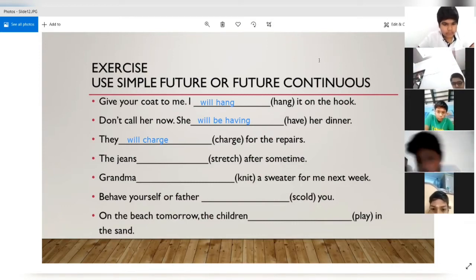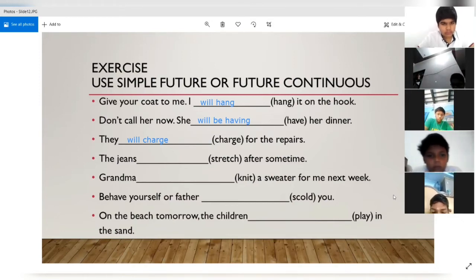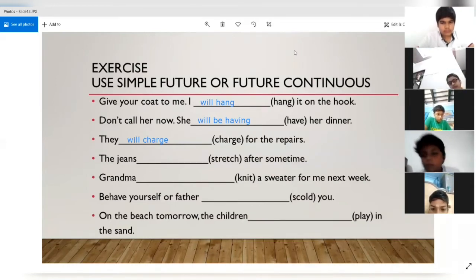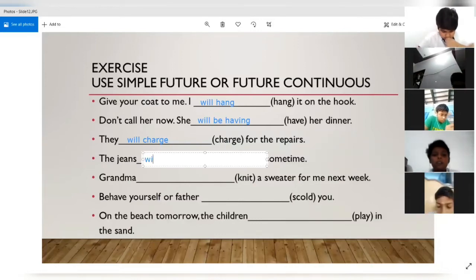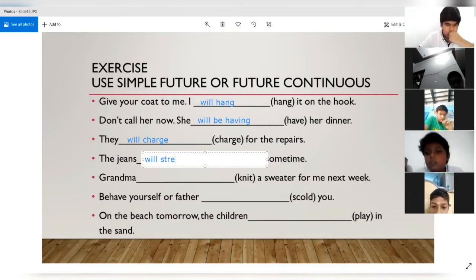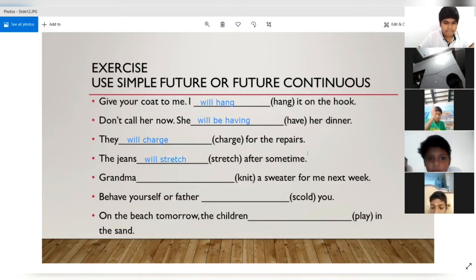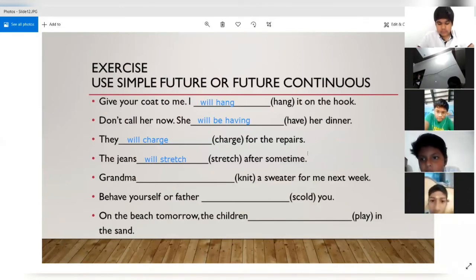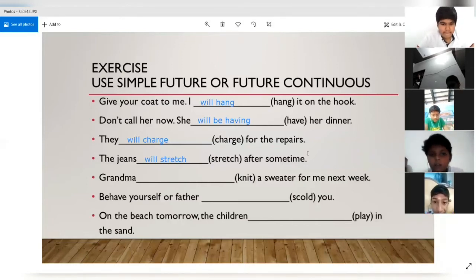I think now I will ask Om Kesarwan. Om. Hello, sir. Say good morning, not hello. The answer will be the jeans will stretch after some time. Okay. Please tell me the reason also. So because it is a fact. Actually, it's not a fact. It is a sort of prediction, you can say. We are predicting because when we are buying new jeans, the shopkeeper is telling us that the jeans will stretch. There is a bit of uncertainty. All right. So we are predicting something.